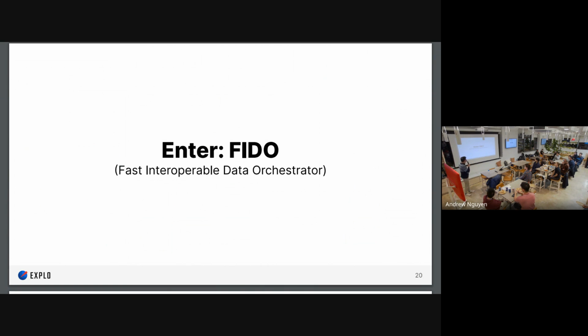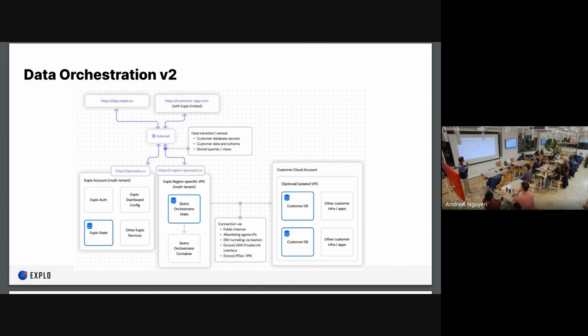So enter Fido. Fido is our internal name for our data orchestrator v2, which thinks a lot about these problems I just described and tries to solve them. And so the top level way that we adjusted this is that we pulled out the query service itself to be its own microservice. So it's standalone from our backend service, and it actually communicates directly with the application and doesn't have to go through the API itself.